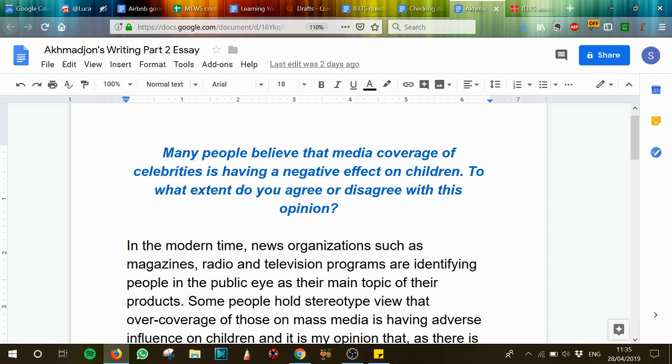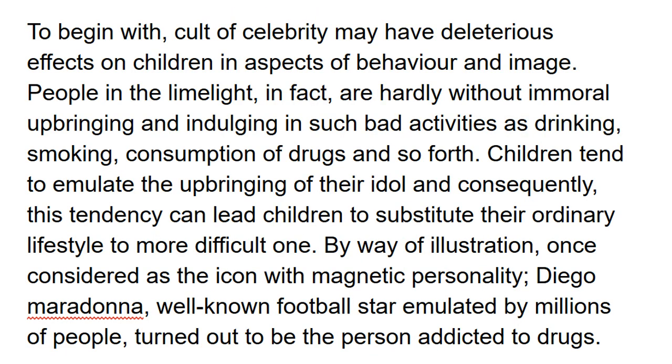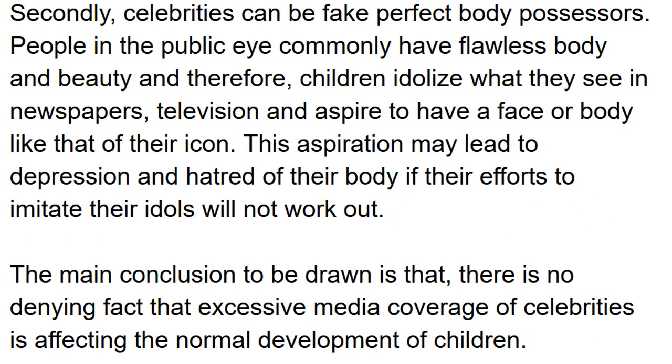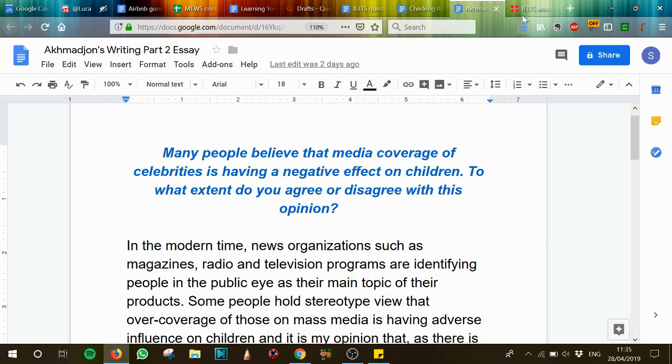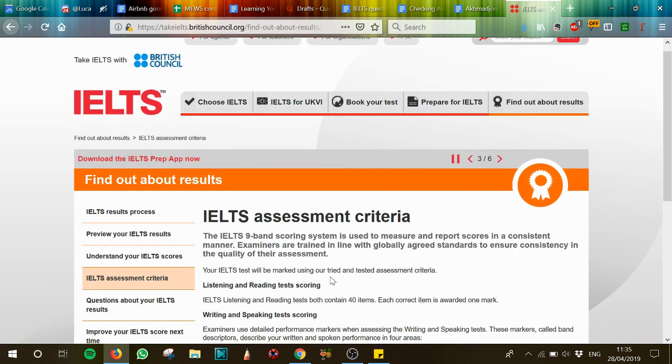Okay, let's have a look at Akmajon's writing task again. For the people who are still watching on YouTube, I will very quickly show you the essay now, so you can pause the video, read the essay, and get familiar with the text. Remember that you will also need the Part 2 writing band descriptors that you can download from the official IELTS website.